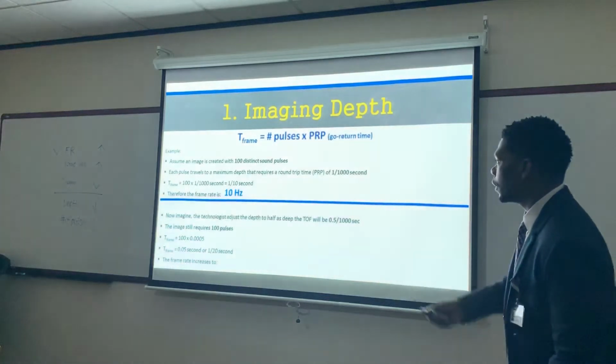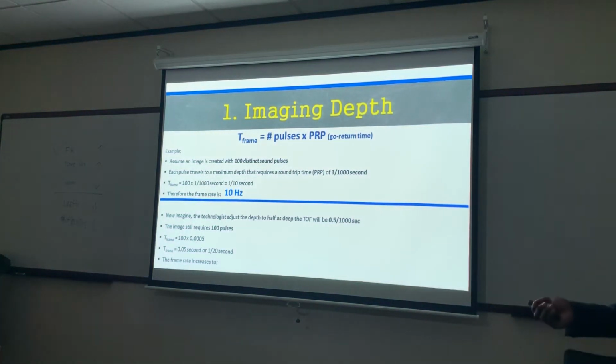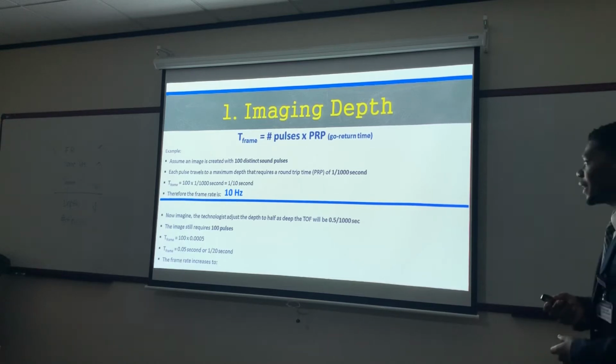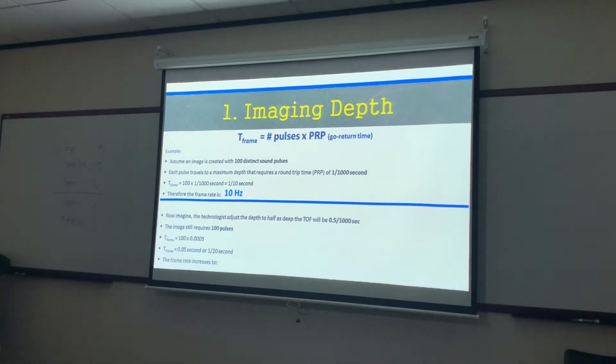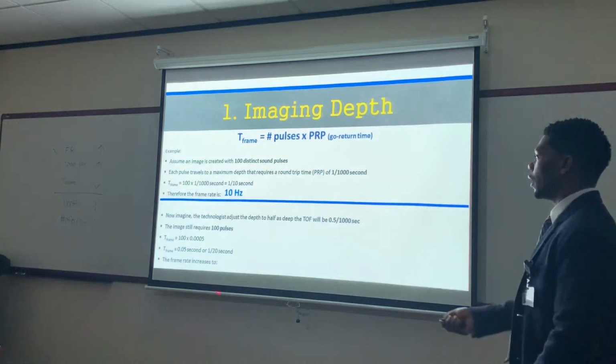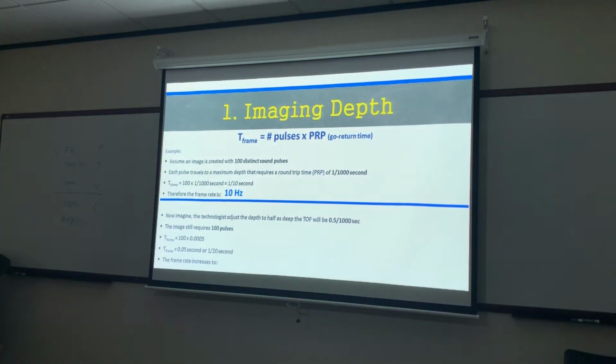Okay, so let's look at the second one. We're good on that first example, guys? Okay. So now imagine the technology adjusts the depth to half as deep, and the time of flight will be 0.5, or a half, or 0.5 thousandths of a second. You see how I changed the verbiage on you guys? I'm saying the same thing as the first one, right? If I'm saying time of flight, isn't that the same thing as round trip time? So don't let the verbiage fool you either. The image still requires 100 pulses.